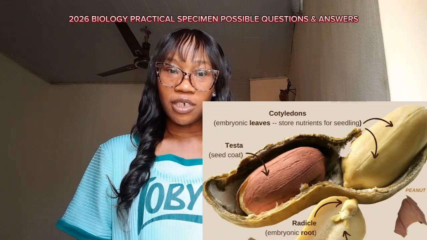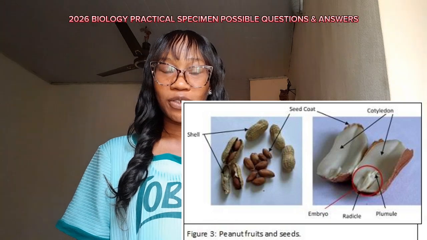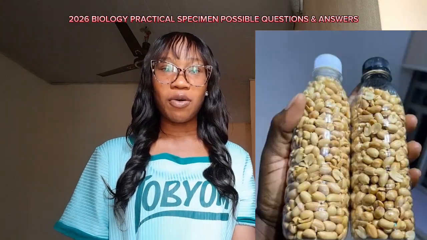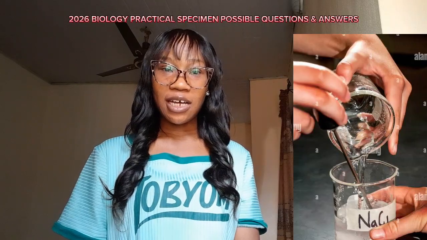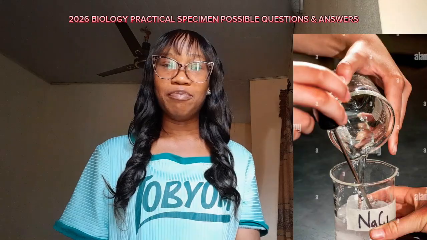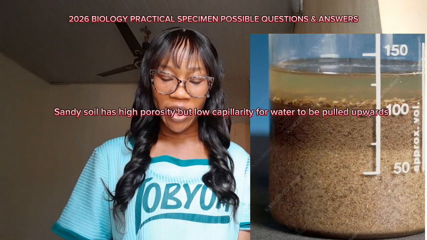So let's dive right into the specimen. We have specimen A as granules in its pod, whereby the pod will be open maybe halfway. Specimen B as roasted or milled granules. Specimen C as water in a beaker. Specimen D, water and salt, that is salt solution in a beaker as well. Specimen E is sandy soil.